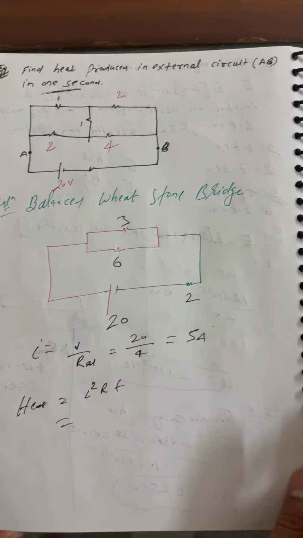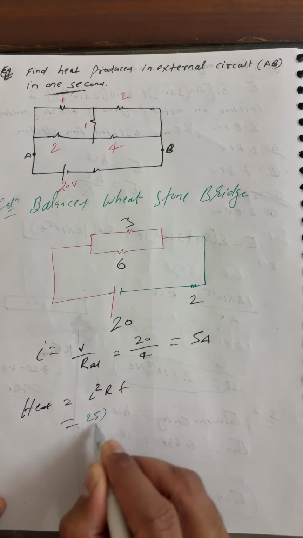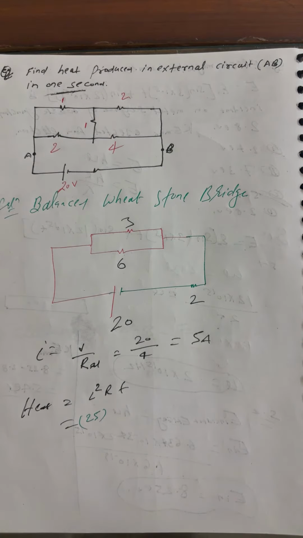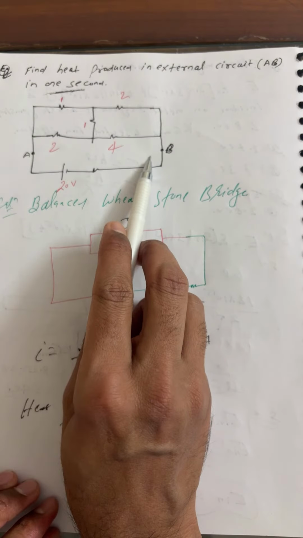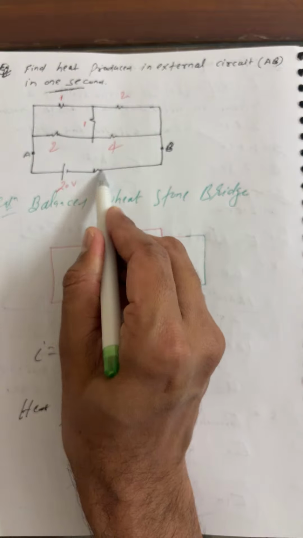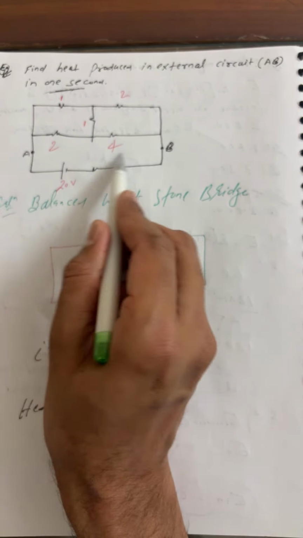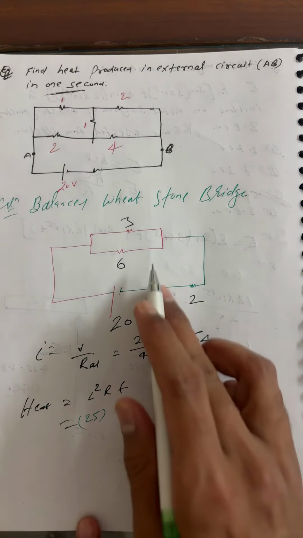So here, I squared means 5 fives are 25. They asked for AB only, so what is the R equivalent across AB? Don't take this one, these two also. Right? AB only. So what is this? This is 2, and 2 plus 2 is 4.